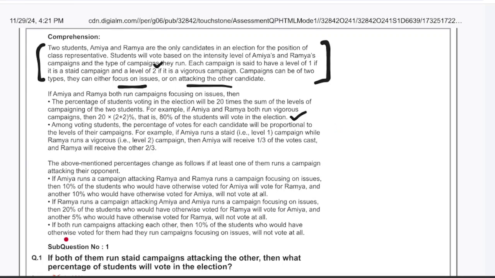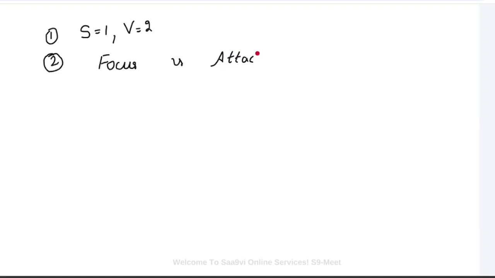Now let's summarize this information before we go ahead, because in CAT it is very important to summarize what exactly we get. So first of all, there are two kinds of campaign: the staid campaign which has a level 1, and the vigorous campaign that has a level 2. This is the first information given to us. The second information is that it can be focusing on issues versus attacking each other. So the strategy can be adopted by both candidates. They can have the same strategy or they can have different strategies also.